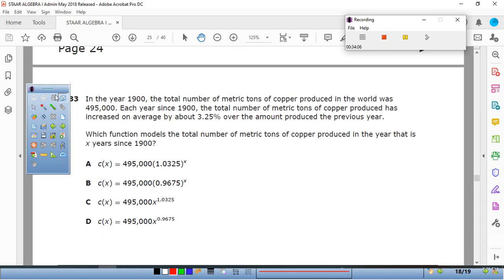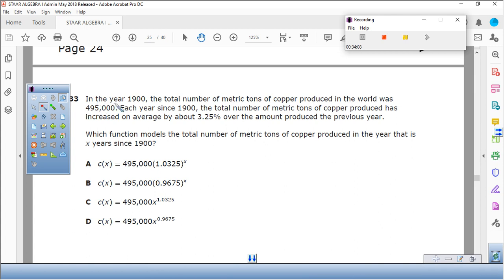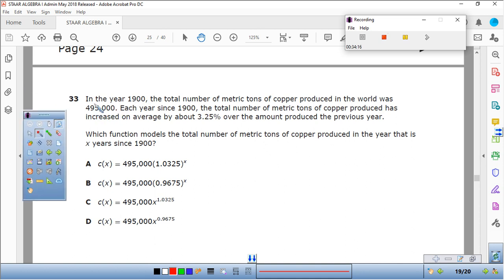Okay, let's look at this one real quick. In the year 1900, the total number of metric tons of copper produced in the world was 495,000 million trillion. Each year since 1900, the total number of metric tons of copper produced has increased by an average. It's increased that much. Okay? So if you graph this, it was at that much, and it just keeps on going up. You guys got it?